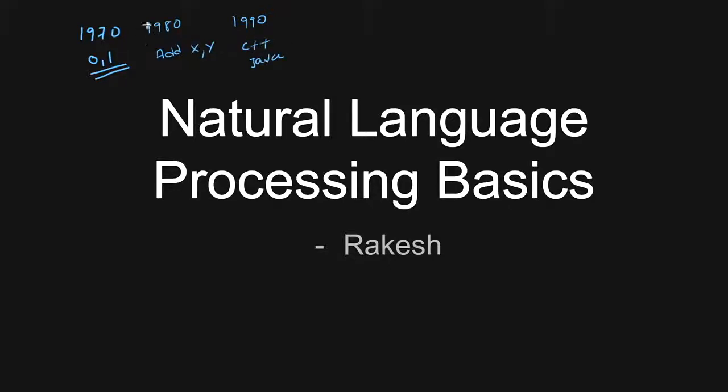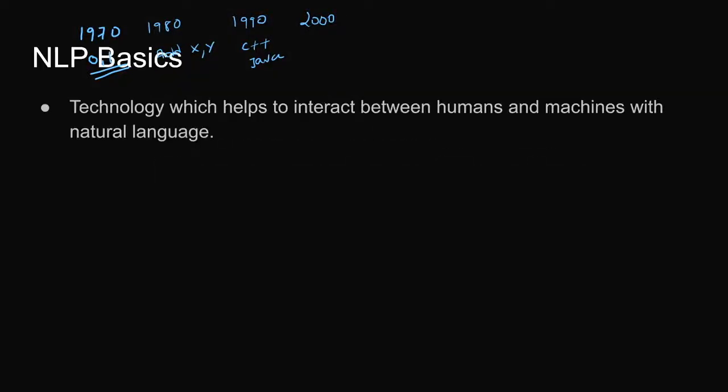So in each decade, people are trying to remove the hurdles and give the flexibility to develop many applications. In 2000, people started to explore many things, and they came up with natural language processing. So what is natural language processing? Natural language processing is a technology which helps humans and machines interact with natural language.